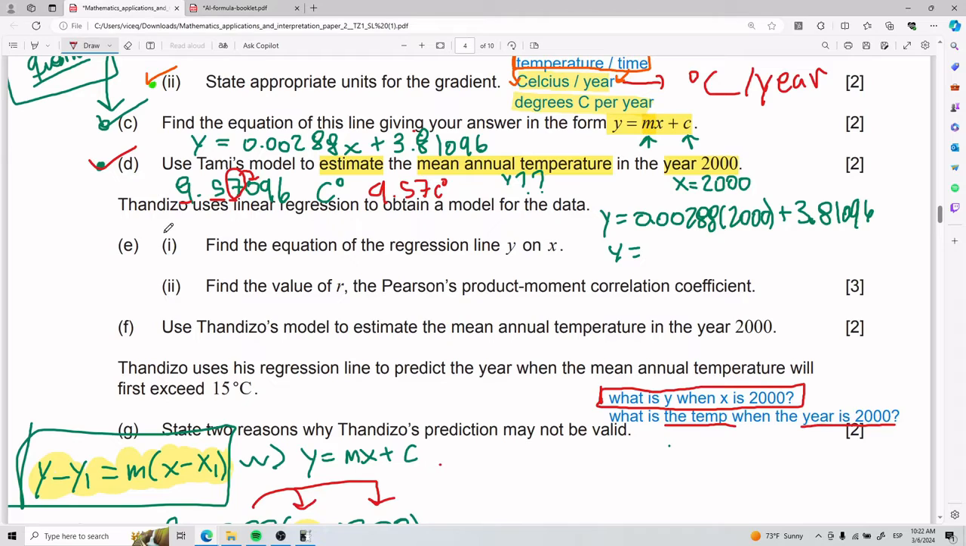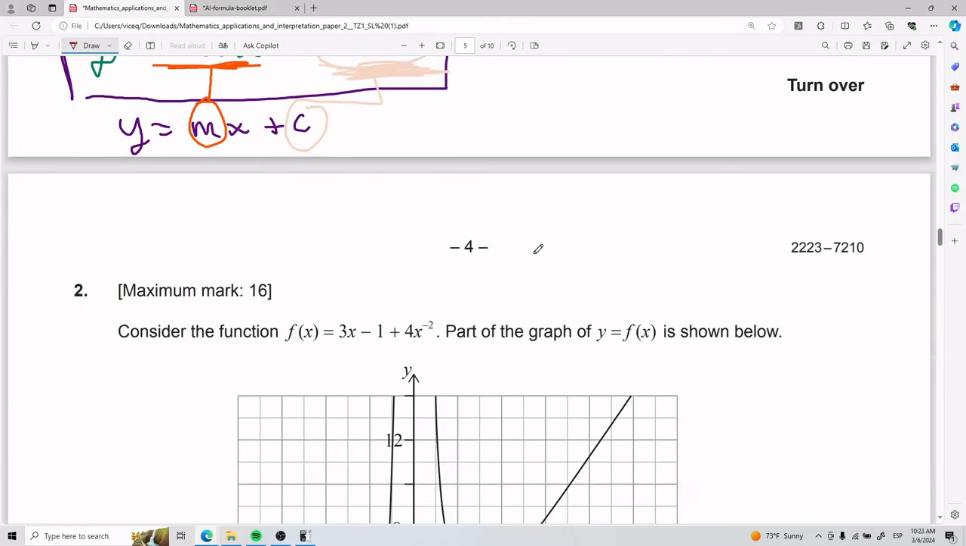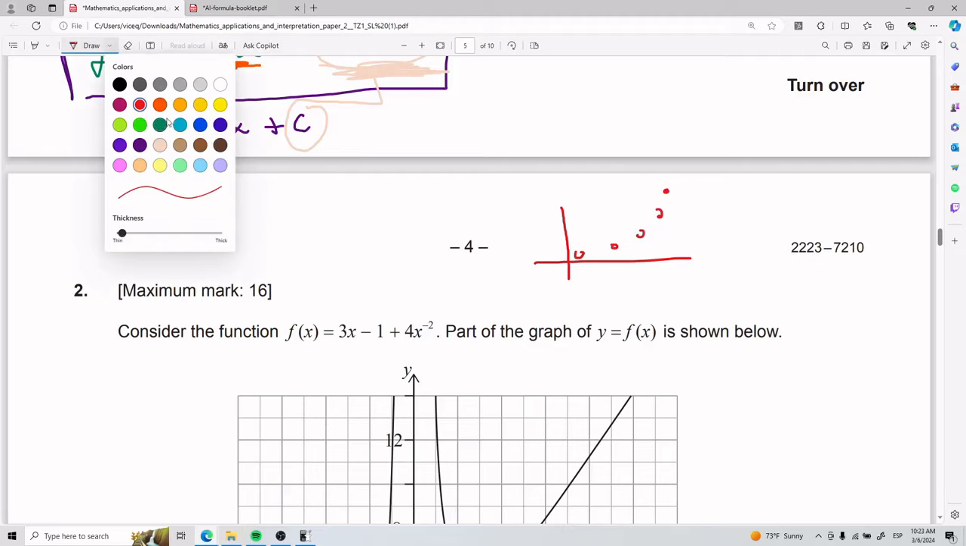Then we have our buddy Thandizo, who uses a linear regression to obtain a model for the data. And so for part I, we need to find the equation of the regression line y on x. So remember how I said earlier that technically this graph, I don't know, looks probably something like this, right? And you have like a curve, right?